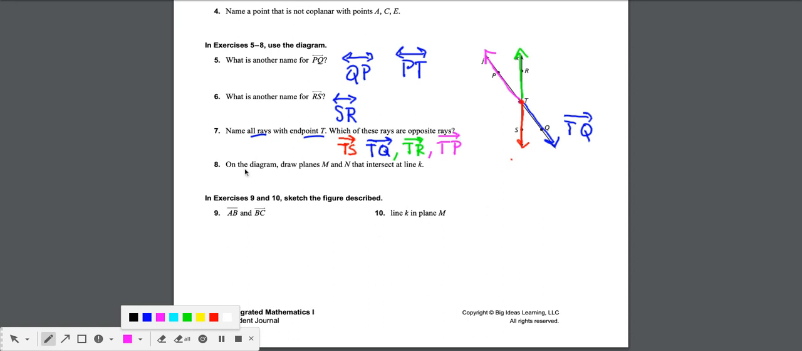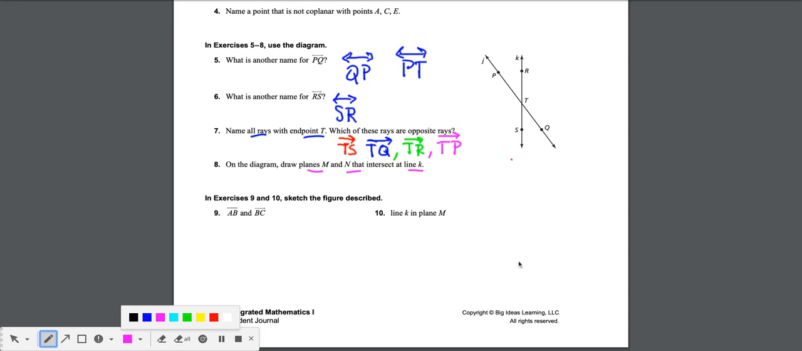All right. On the diagram, draw planes M and N so that they intersect at line K. If I erase some of this, let me see if I can erase my lines from the previous. Okay, so what I want to do is draw a plane. That's sort of tricky, but I definitely want to draw a plane. It's 2-dimensional. This is where it gets a little interesting, drawing it so they intersect at line K. So 2 planes always intersect at line K.